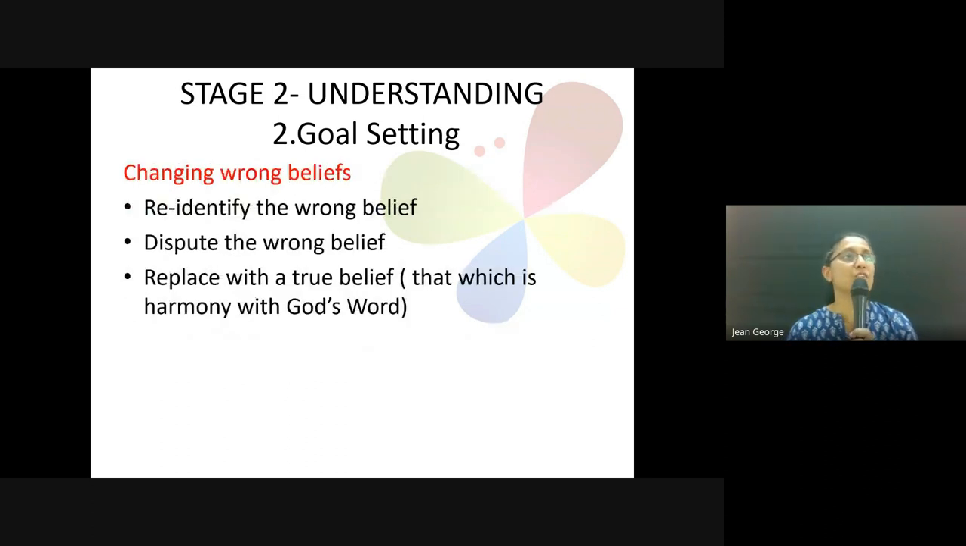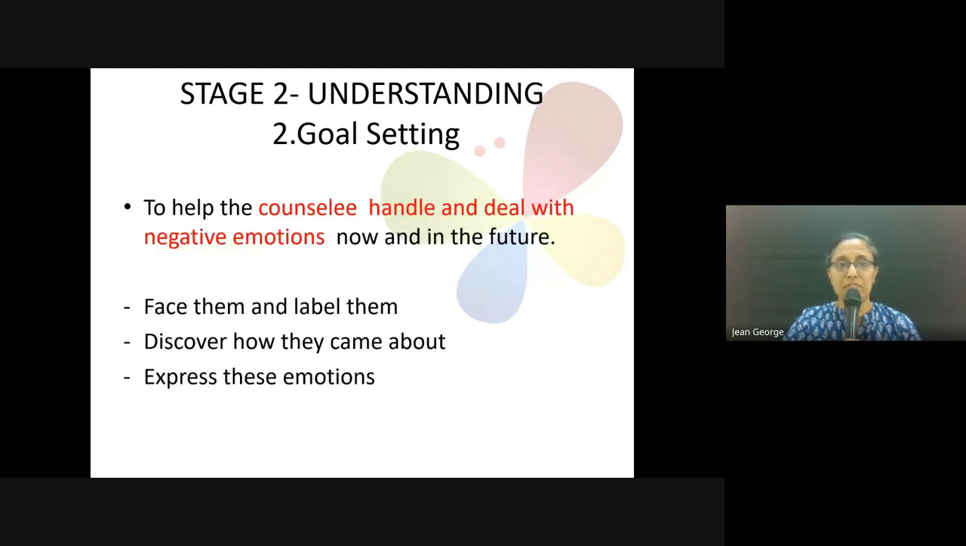So here, how do you change wrong beliefs? First of all, identify, re-identify, or bring back that wrong belief. And then you dispute the wrong belief and replace it with a true belief, right? That will be the biggest goal that you have. The first goal is to change the thoughts, because the thoughts are what create your emotions. Remember, we learned that you're in a situation, your thoughts create your emotions, and they make your behavior. So the first thing that you will do is to change those wrong beliefs. First identify the belief, dispute the belief, and replace it with a true belief. Okay?